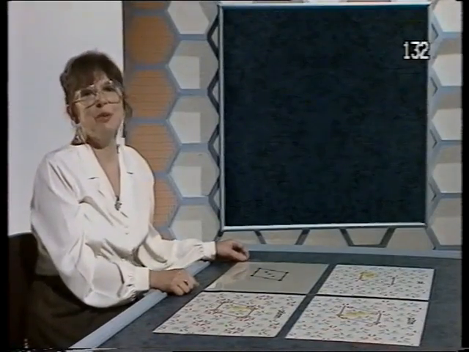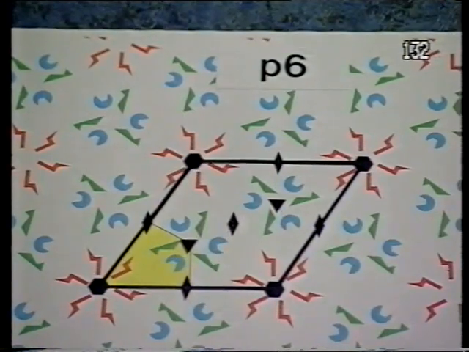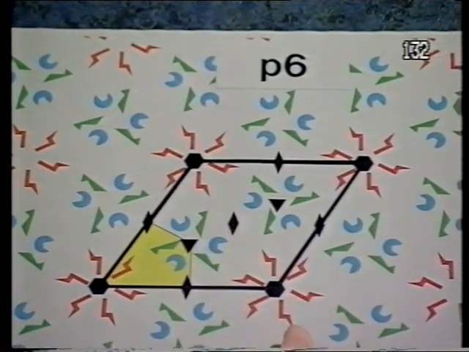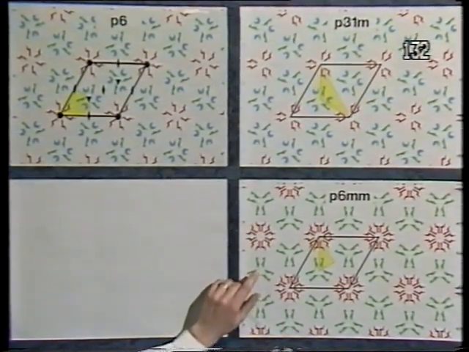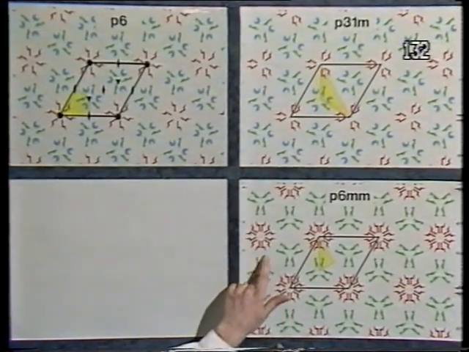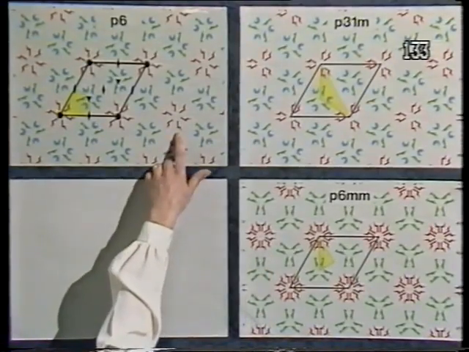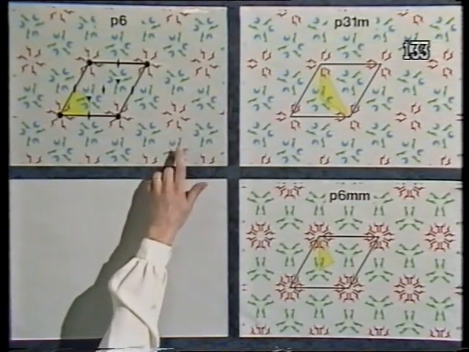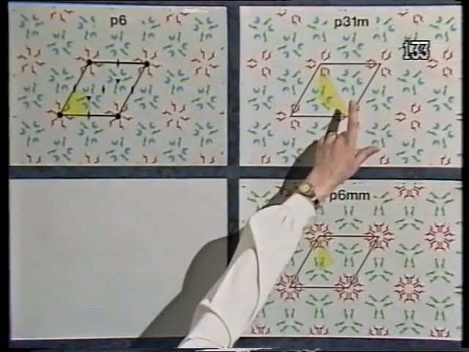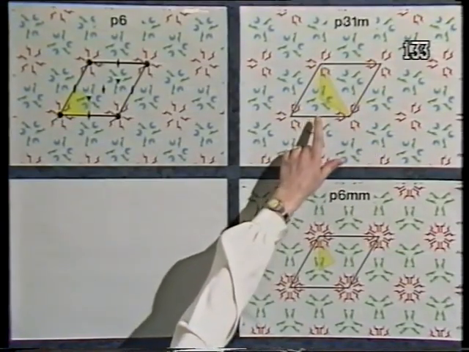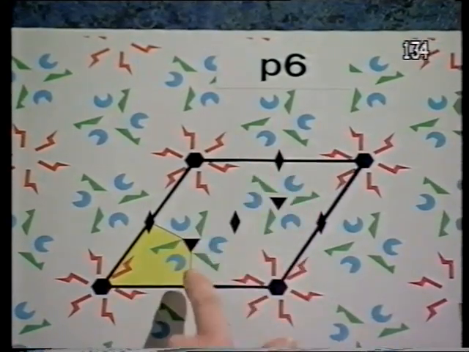Let's compare P6 with some of our previous patterns. Rotationally, it looks like P6MM. The only difference is that in P6MM, motif elements appear as pairs of mirror images, whereas in P6, the elements appear as singletons. If we compare it with P3-1M, here, the top right is a reflection of the bottom left, whereas in P6, the top right is a rotation of the bottom left.